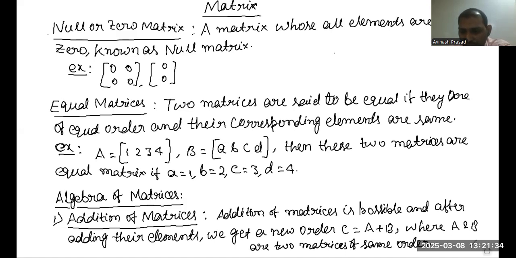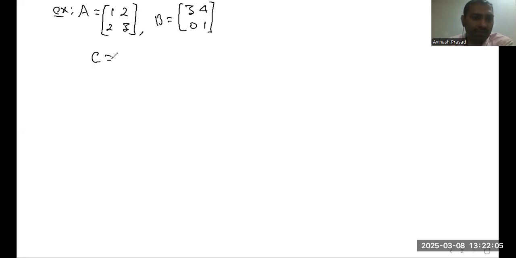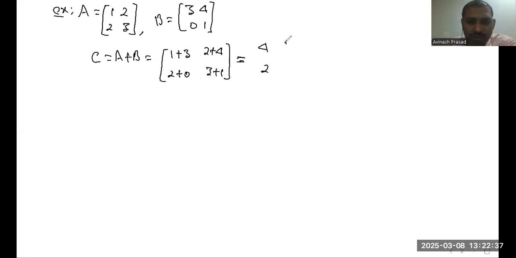For example, if A is the matrix with elements 1, 2, 2, 3, and B is another matrix with elements 3, 4, 0, 1, then after adding them we get a new matrix C, where C is equal to A plus B, whose elements are 1 plus 3, 2 plus 0, 2 plus 4, 3 plus 1. It is equal to 4, 2, 6, 4.